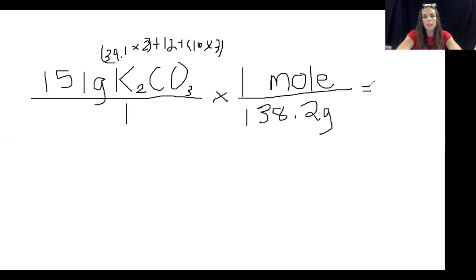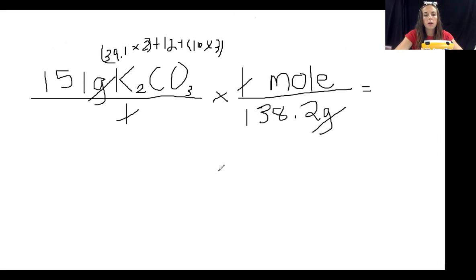I'm going to put it in the calculator. We're multiplying through, so I have 151 times 1 divided by 1 times 138.2. So really I just have this number divided by this number. The ones are going to cancel. And I'm sorry, I didn't mean to mark out moles. The ones are going to cancel and the grams are going to cancel, and then we'll be left with moles.